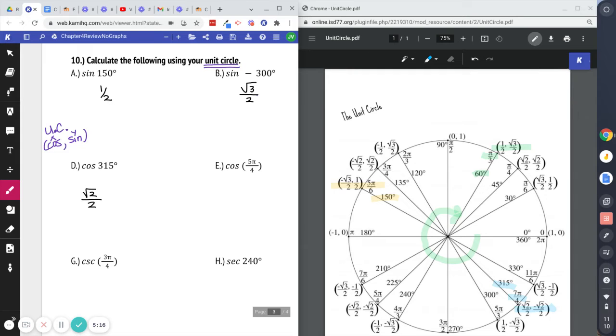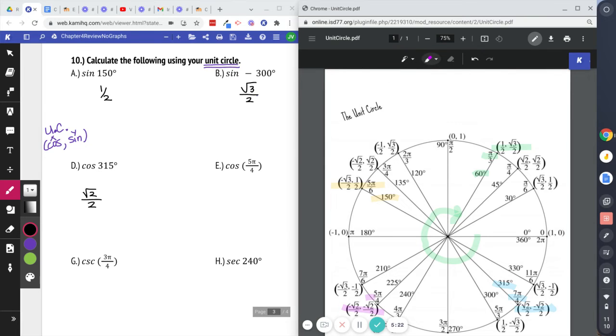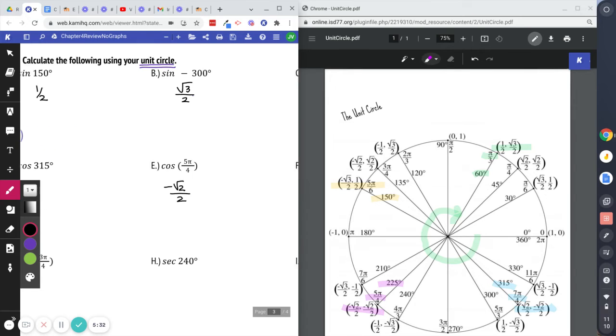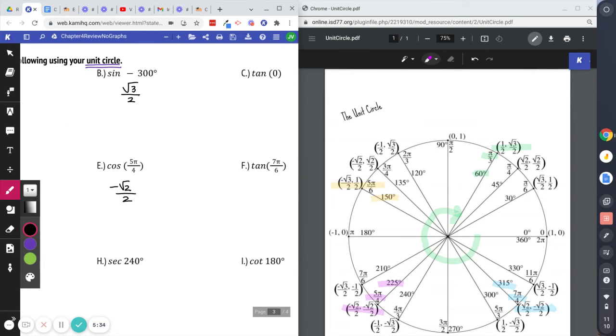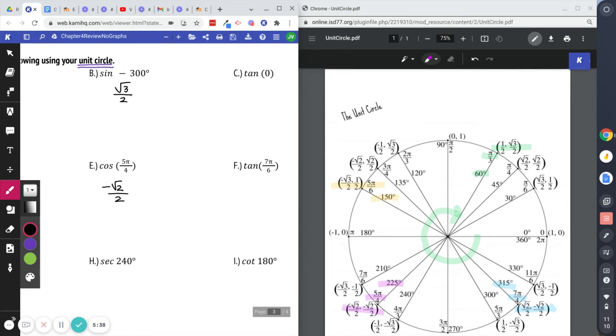Cosine 5 pi over 4. 5 pi over 4 is right here. And the cosine of that would be the x-coordinate, and that's negative root 2 over 2. And then it looks like these last 5 that we haven't done are ones that are a little bit more complicated. So I'm going to slide my unit circle off so I have a little bit more room to write.